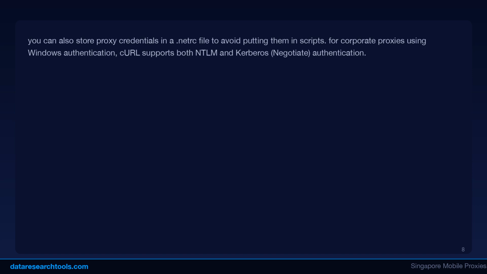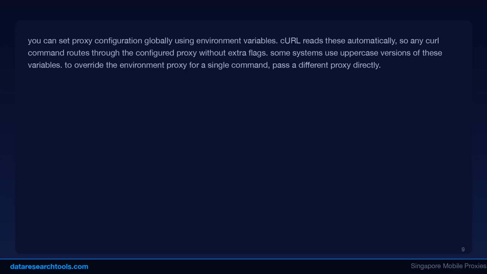You can also store proxy credentials in a .netrc file to avoid putting them in scripts. For corporate proxies using Windows authentication, cURL supports both NTLM and Kerberos Negotiate authentication. You can set proxy configuration globally using environment variables. cURL reads these automatically, so any cURL command routes through the configured proxy without extra flags.